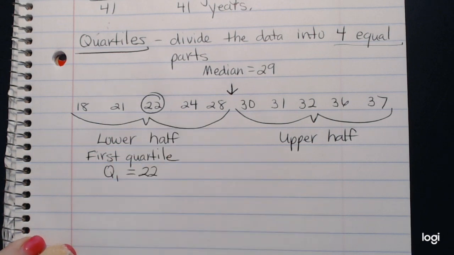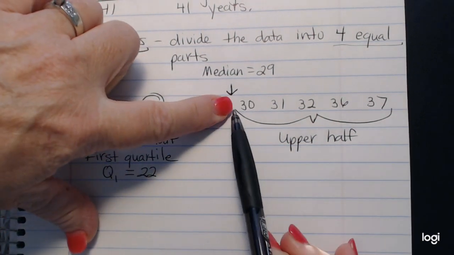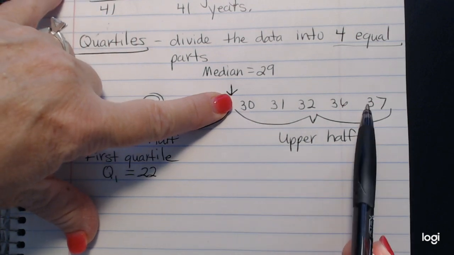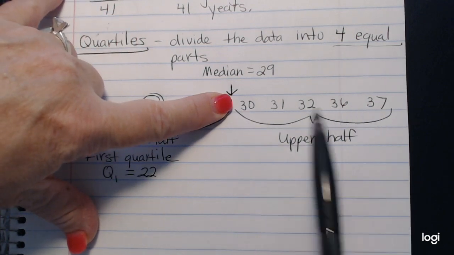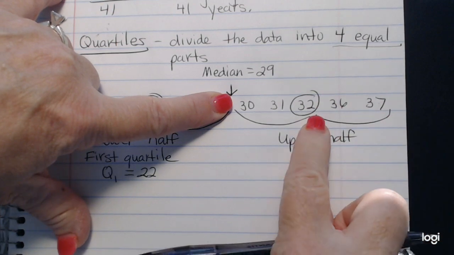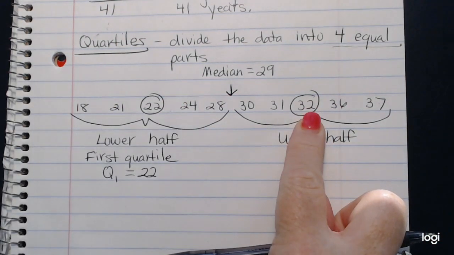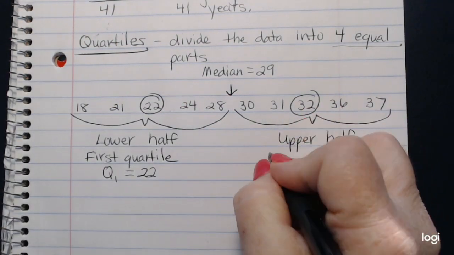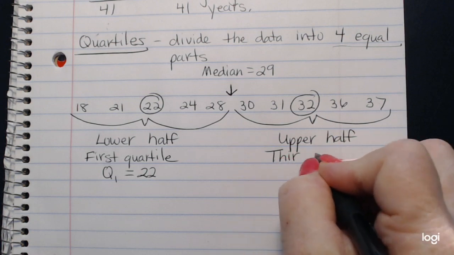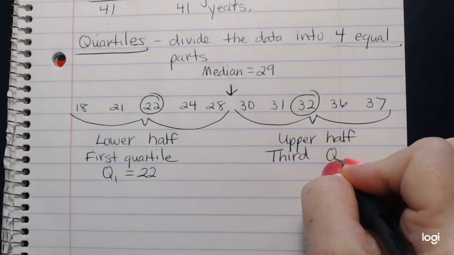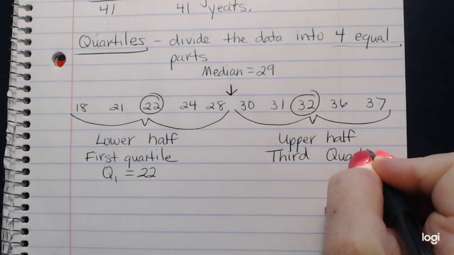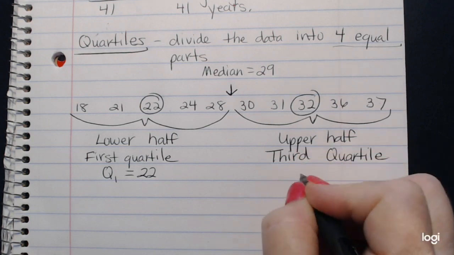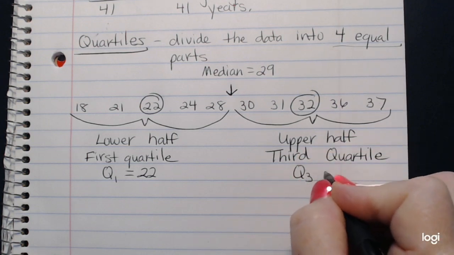All right, let's go over here and do the upper half. Here are our numbers. Looks like they're 5, so our middle number here is going to be 32. This is called our third quartile, or Q3.